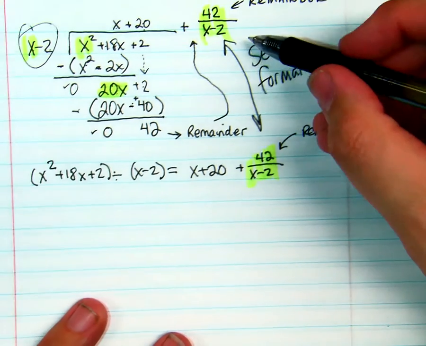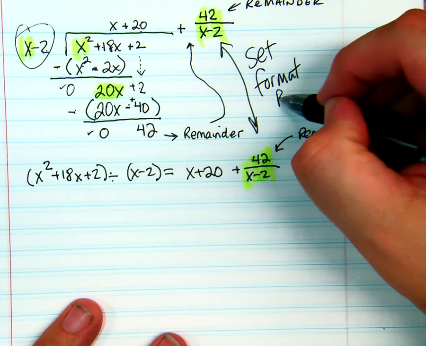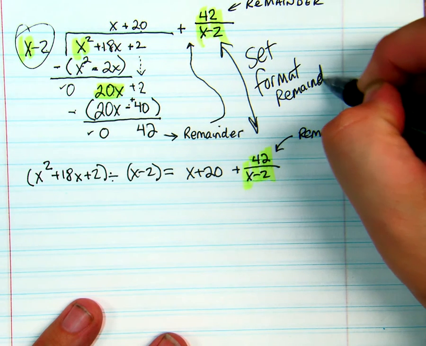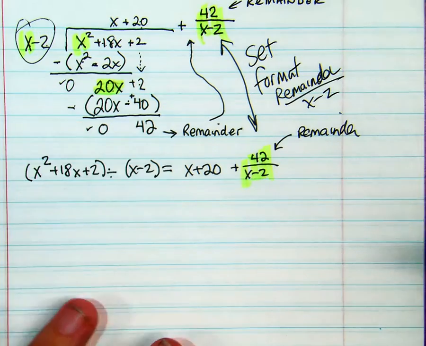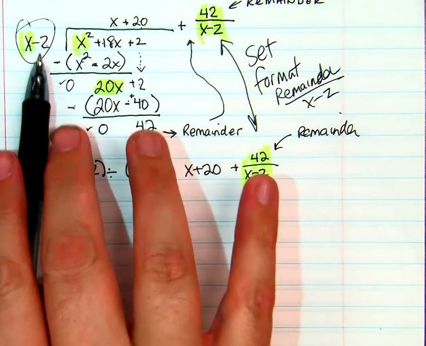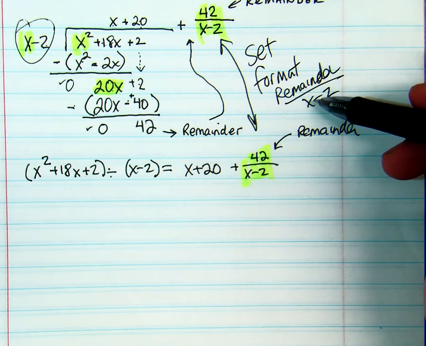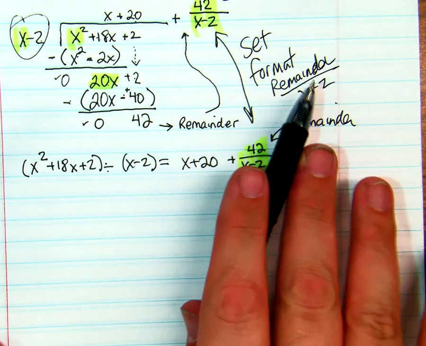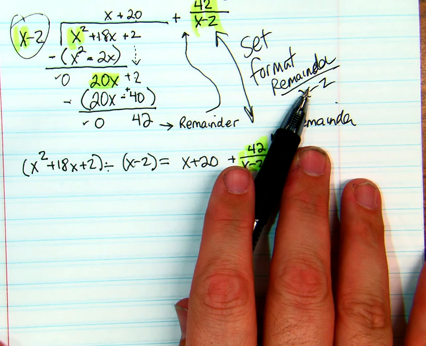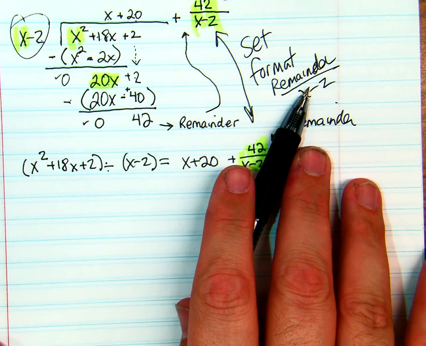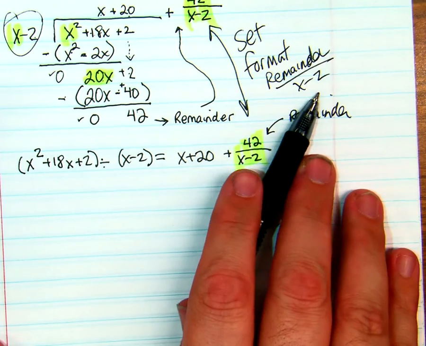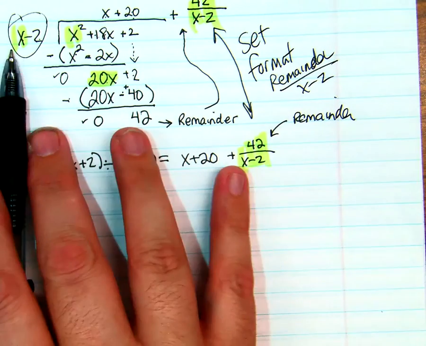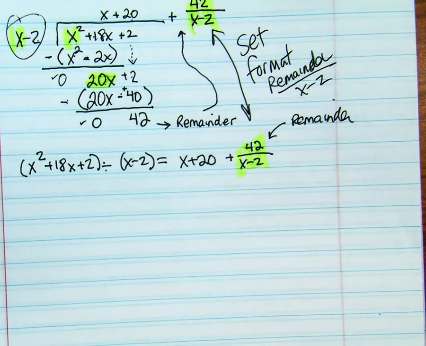The set format says I need the remainder divided by the x minus 2. If it was x plus 4, it'd be the remainder divided by x plus 4. Whatever you're dividing by right here is always going to go in the bottom because you're dividing by it. If that was a 30, it'd be the remainder over 30. But since it's an x minus 2, we have an x minus 2 there. So just make sure that you set up the remainder in the proper format.